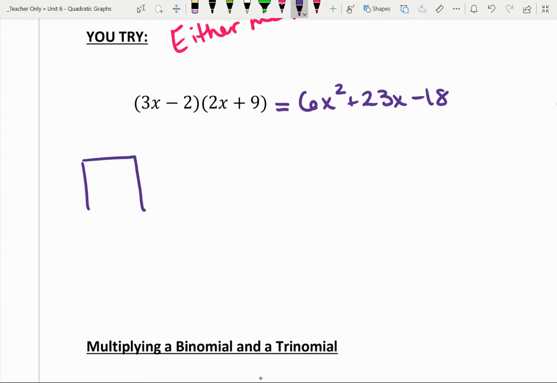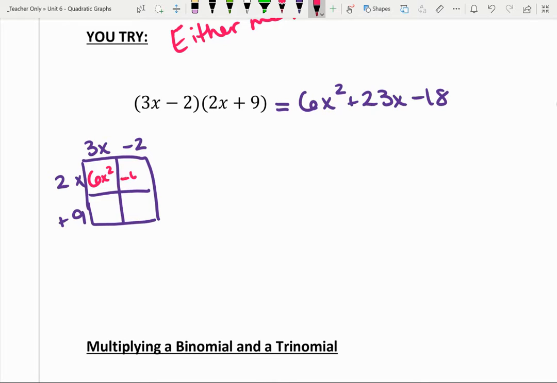So if I use the box method, maybe make my box just a little bit bigger there. The box method, I have 3x minus 2 and 2x plus 9. And again, I'm just multiplying the outside, so 6x squared minus 4x plus 27x, that's fine. And then minus 18. So 6x squared minus 4x plus 27x minus 18. And then those two middle pieces will make that 23x that I got in my answer.